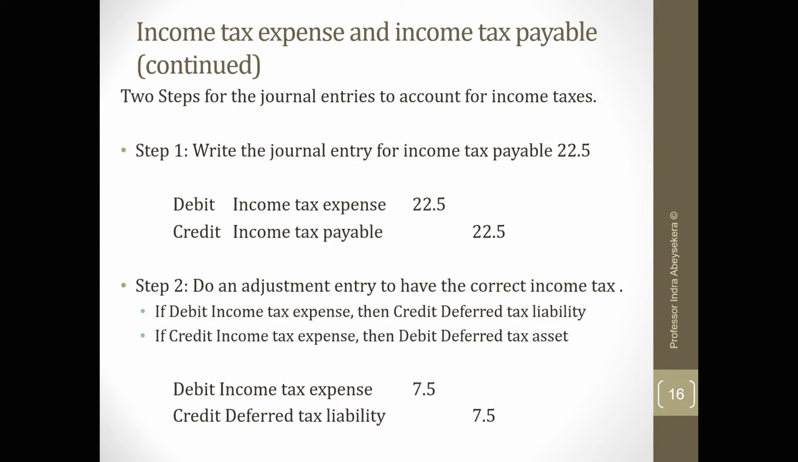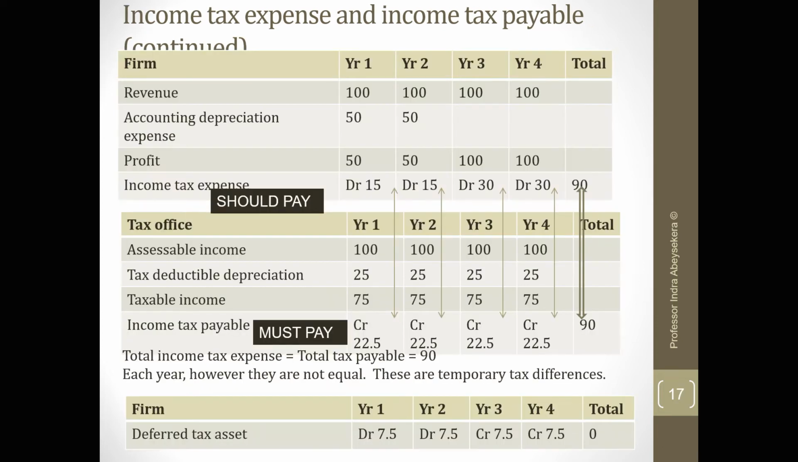So shown here are the same journal entries: first for what must be paid, and second a journal entry for the adjustment of the tax to what should be paid. For that we have to make an adjustment entry. That adjustment entry is shown there.